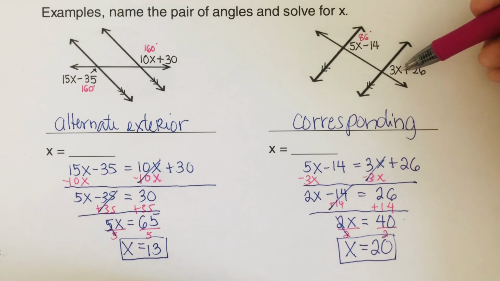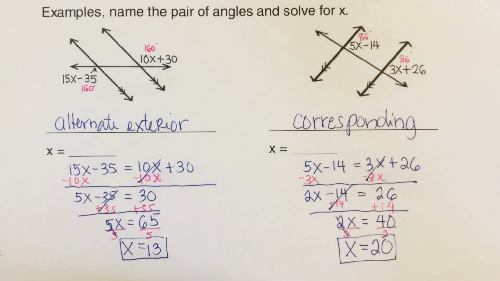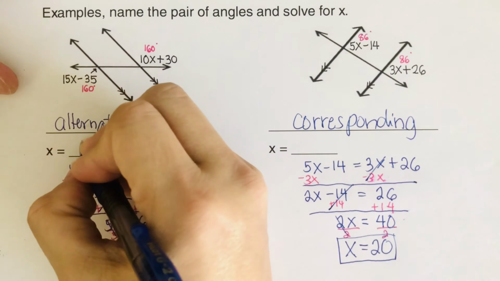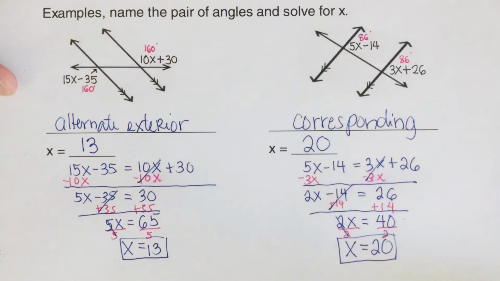And then 3 times 20 is 60. 60 plus 26 is 86. So both of them are congruent since they are corresponding. So again, we got the 13 here and we got the 20 for x on this. Good. Now let's try the next one right here.